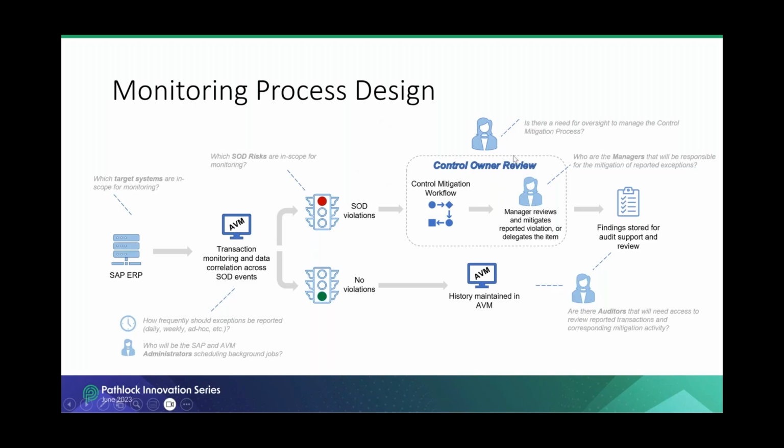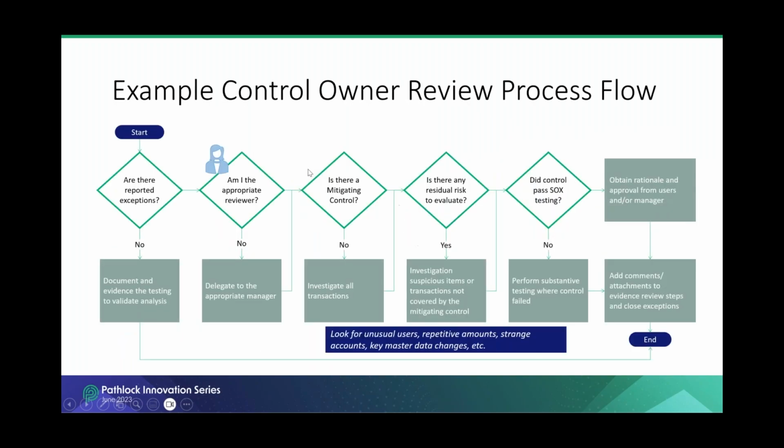So diving in a little bit more, I want to zero in on this dotted box for this next slide. What's an example of a review process that these managers would go through when they get the exception report? To start, are there any reported exceptions in their inbox that they need to look at? If not, that's great. You document everything and it's stored in the application to be reviewed. But if there are exceptions, now we step down the line here.